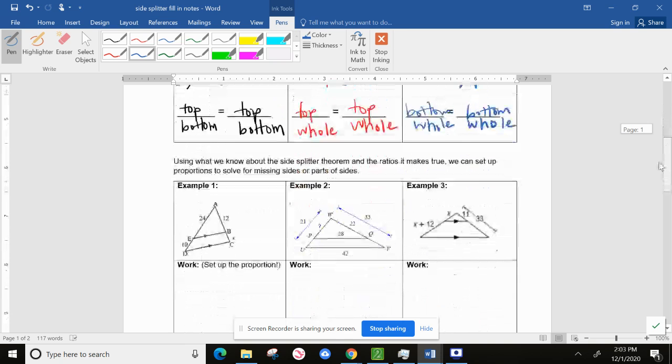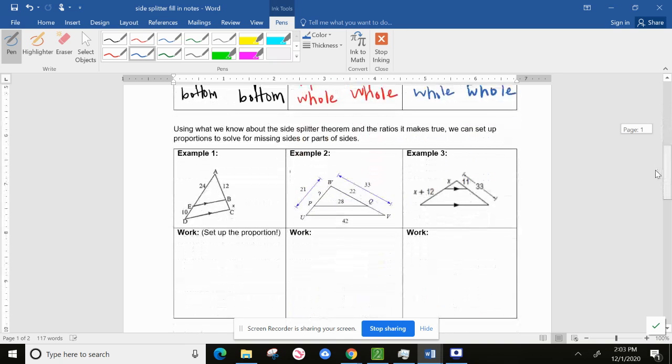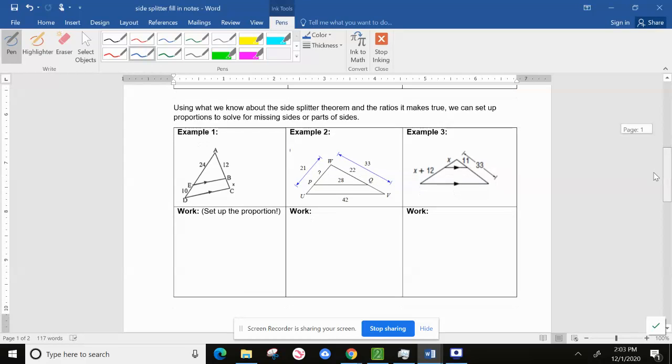All right. Hopefully you were able to digest that a little bit more, and if you had a question, you were able to get that answered. So what we're going to do now is a couple of examples. And the key to doing these examples is to know how you can set these ratios up.